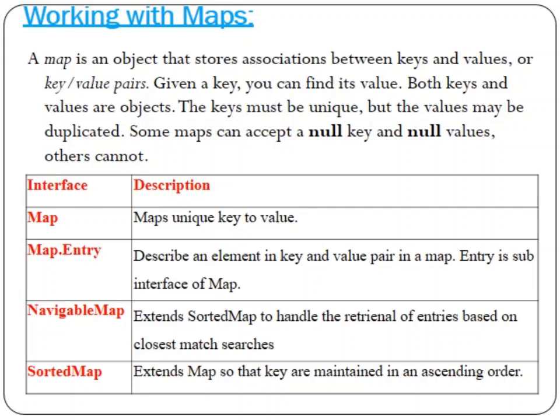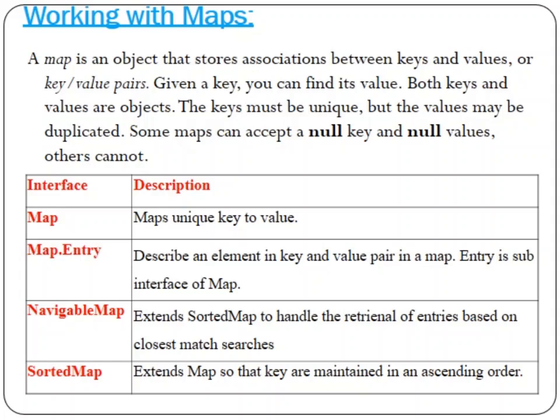NavigableMap. The NavigableMap extends the SortedMap interface to handle the retrieval of entries based on the closest match search. Means NavigableMap performs the same operation as a SortedMap, and it retrieves the element which matches very closely. The elements stored in a NavigableMap are always sorted in ascending order, because it extends the properties of the SortedMap interface. The SortedMap interface extends the Map interface so that the keys are always maintained in ascending order.